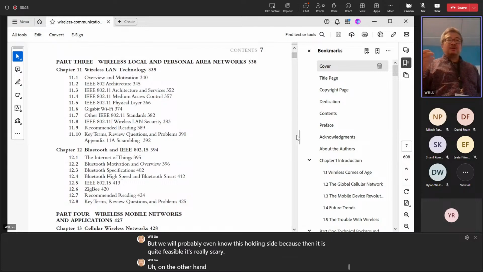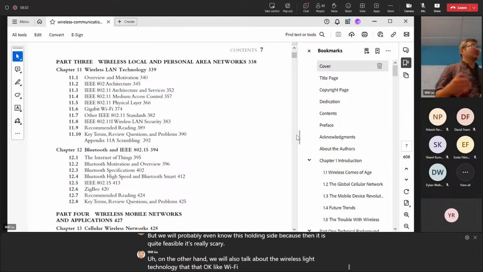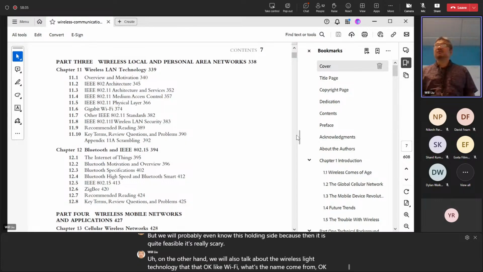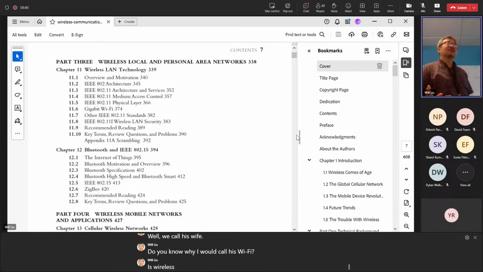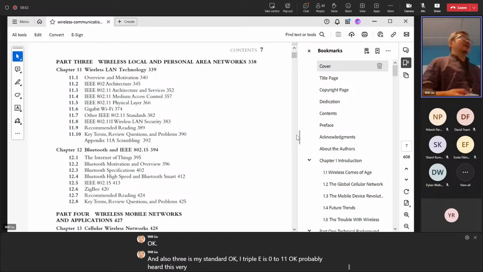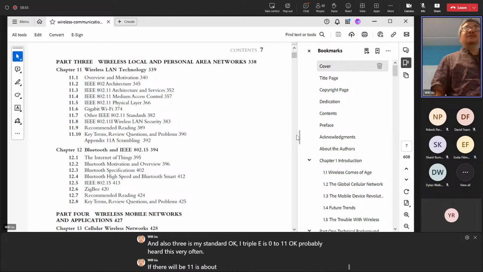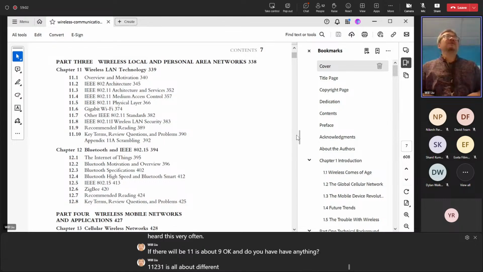On the other hand, we will also talk about the wireless LAN technology, the WLAN, like Wi-Fi. Where does the name come from? Why do we call it Wi-Fi? Do you know why we call it Wi-Fi? It's wireless what? Yeah, fidelity. And also there is a standard, IEEE 802.11. Probably you have heard this very often. 802.11 is about LAN, and then you can have 802.11a, b, g, n. It's all about different versions of the physical layer.